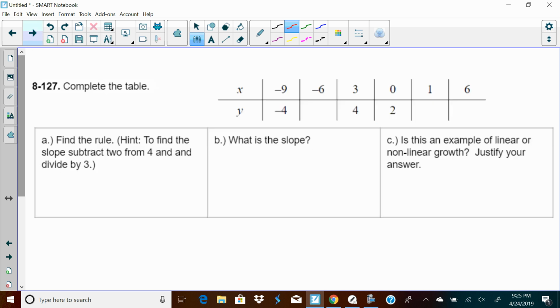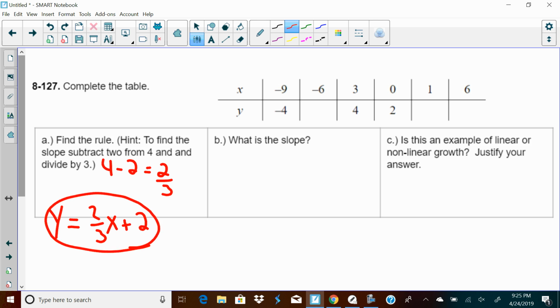Problem 127, complete the table. So I like to find the rule first. It'll help me complete the table. So it says, hint, to find the rule, to find the slope, subtract 2 from 4. So 4 minus 2, which equals 2, and then divide by 3. So it's 2/3. So I know my rule is y equals 2/3 x plus 2. That means my slope is 2/3. And then it says, is this an example of linear or nonlinear growth? And it's linear.